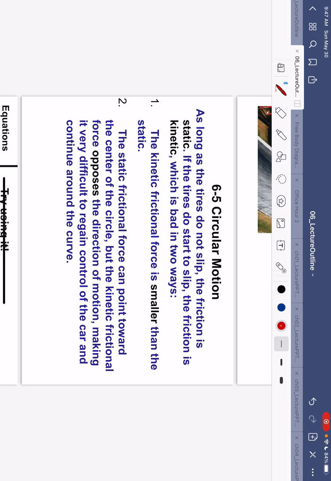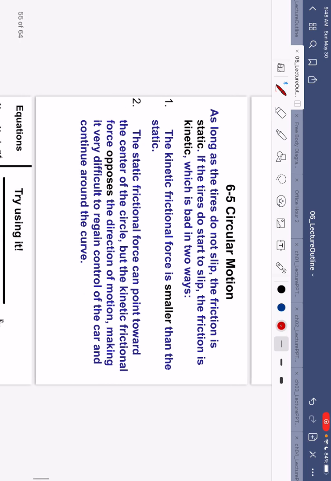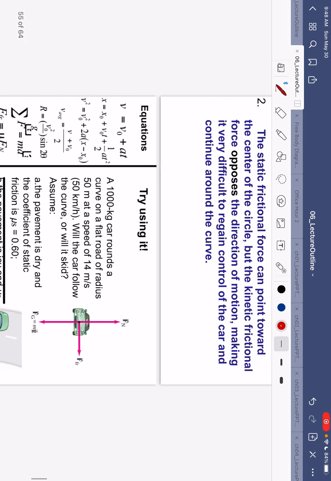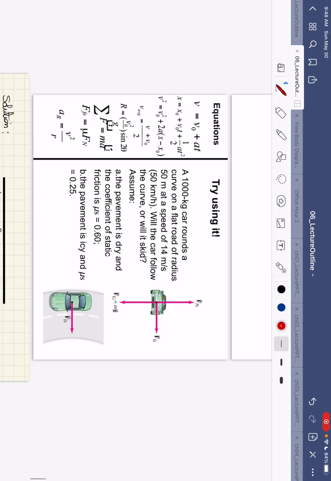As long as the tires do not slip, the friction is static. If the tires start to slip, the friction is going to be kinetic, which is bad in two ways. The kinetic frictional force is smaller than the static, and the static frictional force can point toward the center of the circle, but the kinetic frictional force opposes the direction of the motion, making it very difficult to regain control of the car and continue around the curve. And you have this in practice if you are going to speed up while you are going in that type of motion.